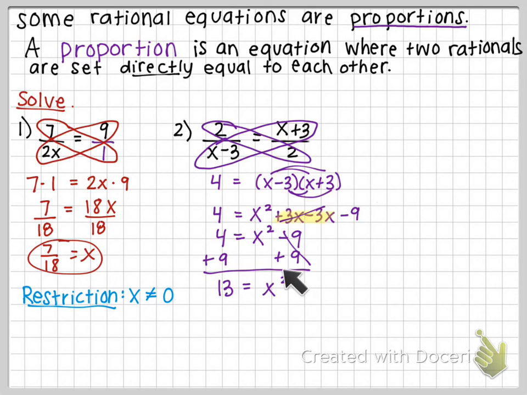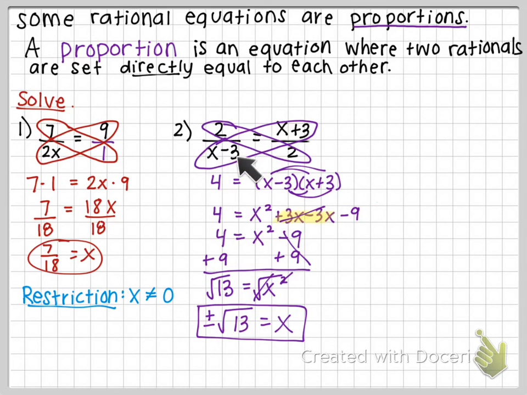The reason for that is because to get rid of that squared term, to get rid of the x squared, we have to take the square root of both sides. And remember, when we take the square root, it's plus or minus. So x equals plus or minus square root of 13. Do we have restrictions? Yes. If we set the denominator here equal to 0, x cannot be 3.